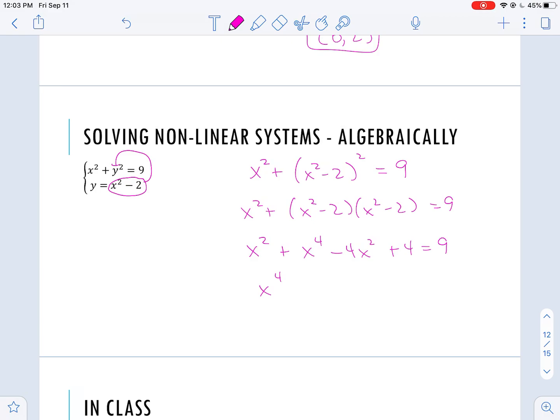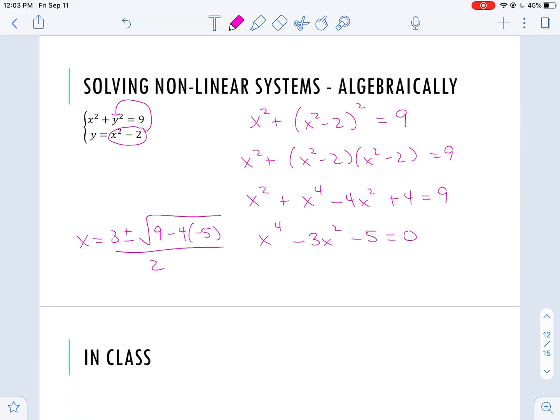Get everybody to the same side. So x to the 4th minus 3x squared minus 5 equals 0. And notice it's not pretty. And so we could use the quadratic formula. So x equals the opposite of b plus or minus the square root of b squared minus 4 times a times c, all over 2 times a. And so this is going to be x squared because the middle term is x squared. So x squared is going to equal 3 plus or minus the square root of 29, over 2. And then you would just take the square root of that once you're done, get your decimal answers, and go.